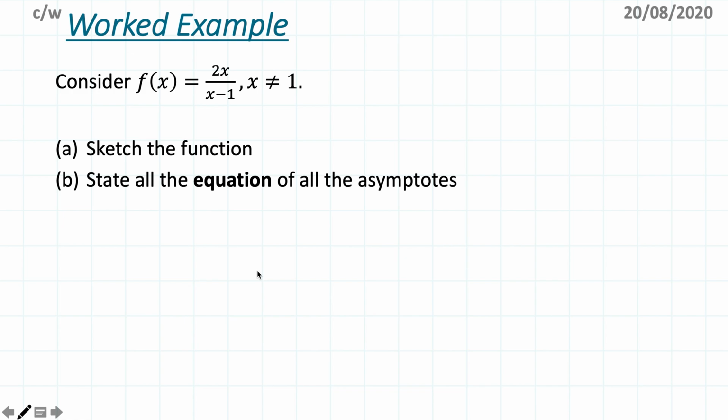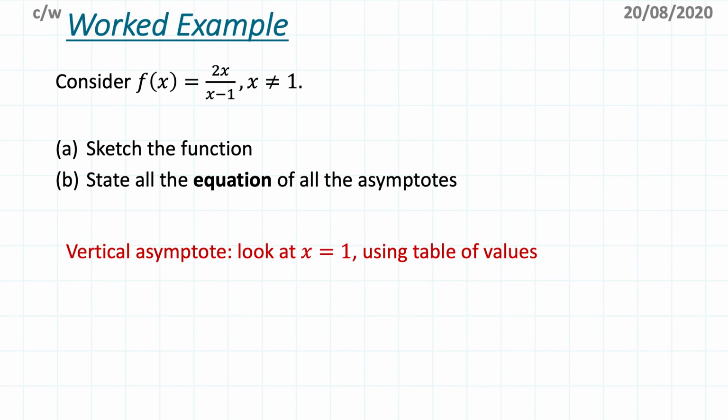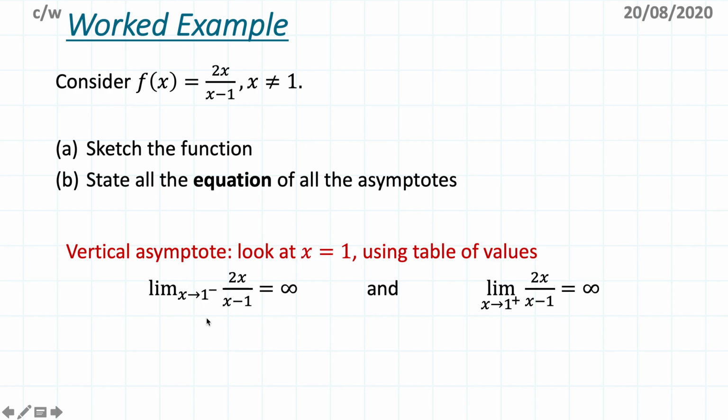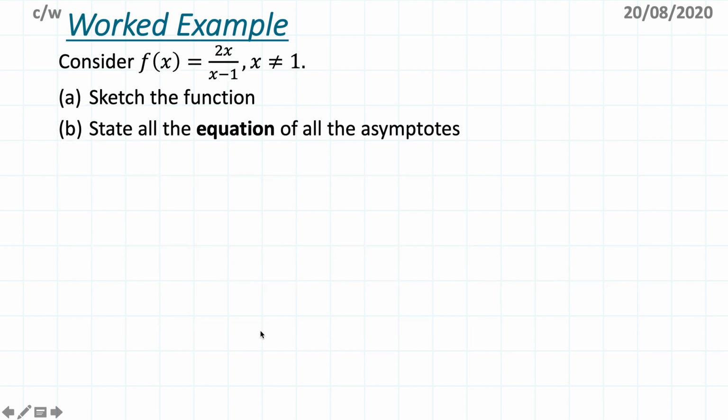I would encourage you to pause this and go through this worked example. I will explain it very quickly, and you can pause and repeat the video for details. I'm not going to go through the sketch. I'm going to go through the asymptotes. As I said, use the domain as a tip for what the asymptote is. So let's confirm that it is the vertical asymptote. We look at x equals 1, and using the table of values, you can see that the limit from the negative side is infinity, and from the positive side is infinity. So we can confirm that x equals 1 is the vertical asymptote.